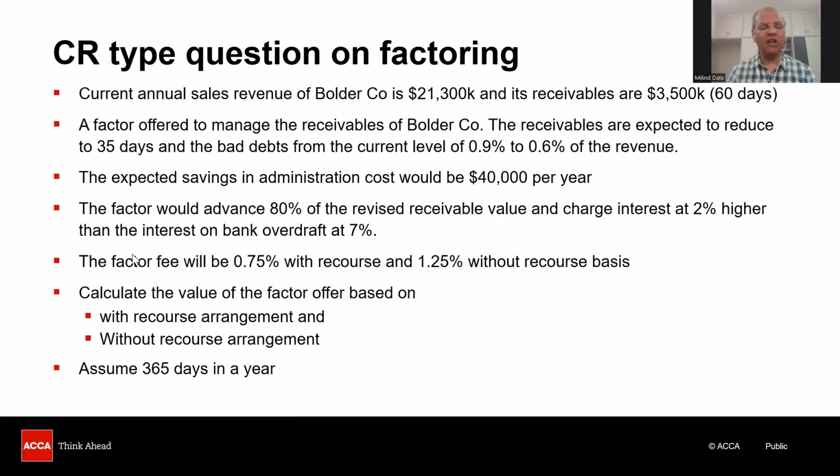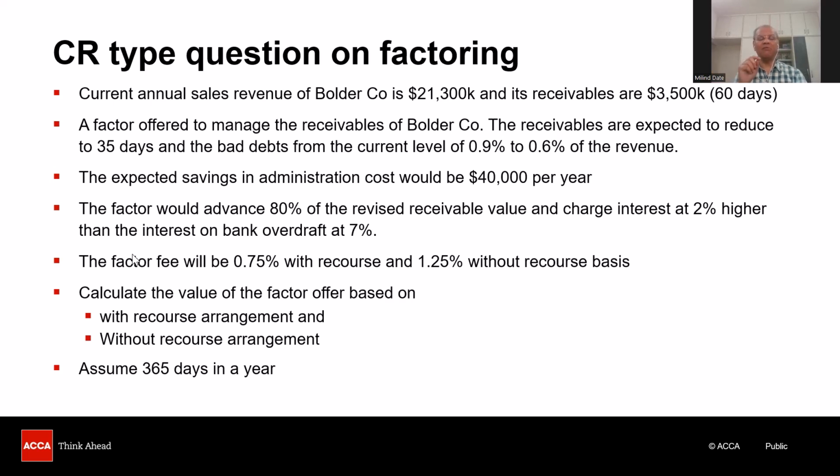If without recourse basis, you will have to add the effect of additional fee, the difference between 1.25% of revenue and 0.75% of the revenue. And then because bad debts will no longer be the risk, the entire 0.6% will be a saving for the company on the total sales. Sales volume, however, here, please note, it will remain same.